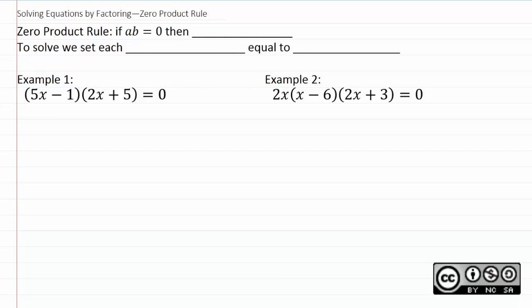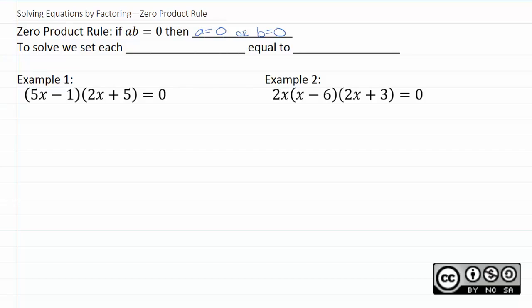Now that we've become comfortable with polynomials, let's take a look at how they work in the context of an equation. The trick to these is to remember something called the zero product rule. Anytime two numbers multiply to make 0, one of them has to be 0. So anytime you see AB equals 0, A equals 0 or B equals 0.